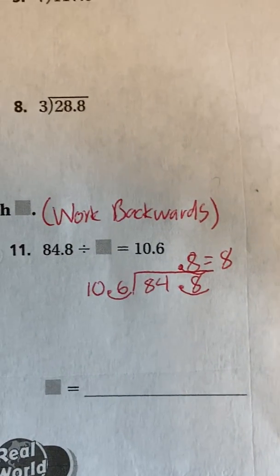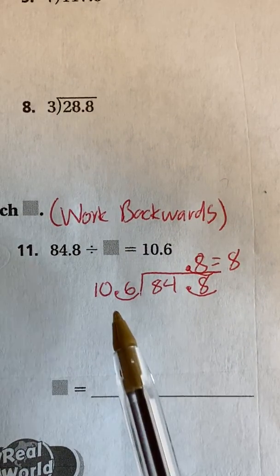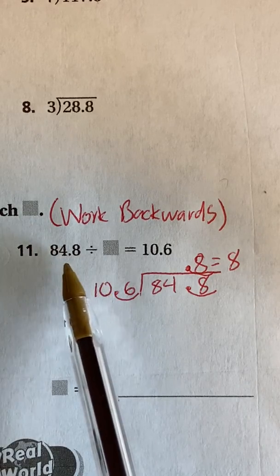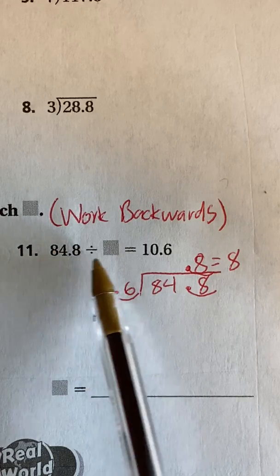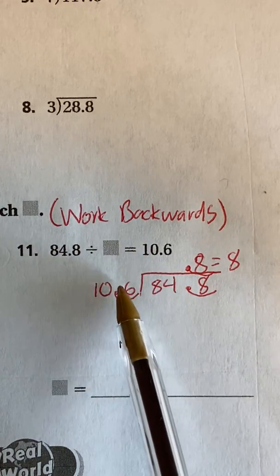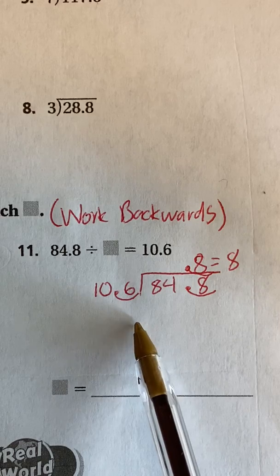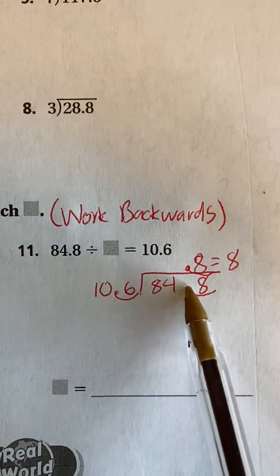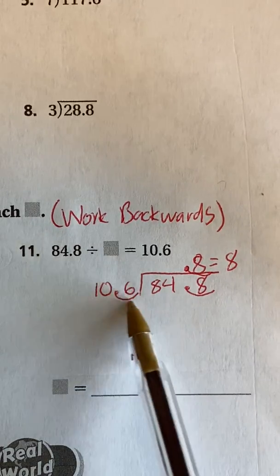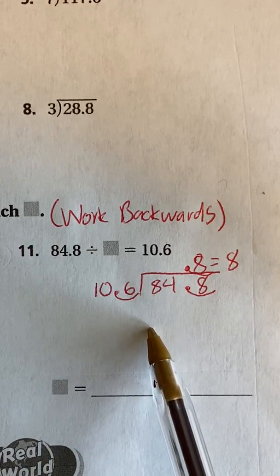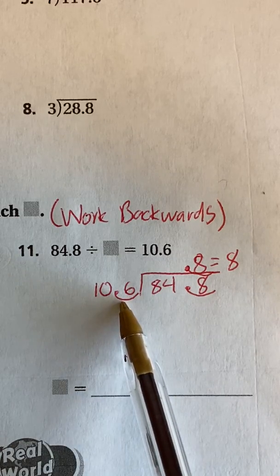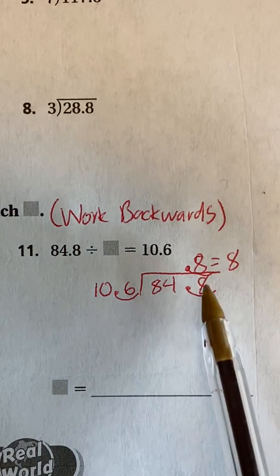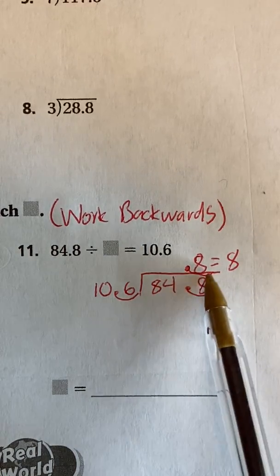You look at number 11. This time I'm looking for what do I divide 84 8/10 by to give me 10 6/10. Well, if I divide, it'll tell me. Okay. So now for this one, you actually do have to move the decimal over. So I move this decimal over and I move this decimal over. So then 106 times 8 gives me 848. So I have to move this decimal over, so that would be equal to 8.